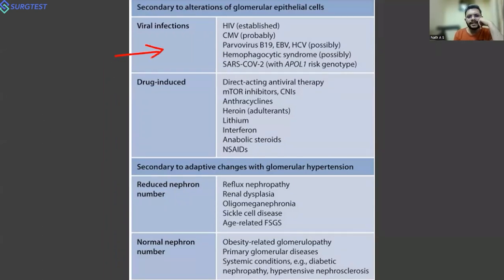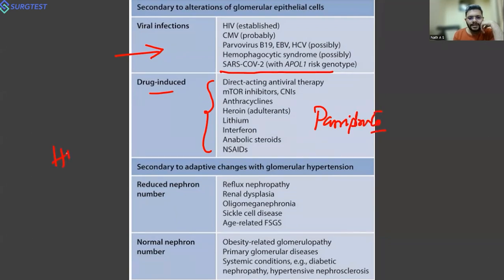So you have your viral infections and recent guidelines. They've included coronavirus also. Drug induced, you have so many drugs. But again, I want to draw your attention to this. Oh, this list does not have pamidronate. Very important, but pamidronate. Yeah, HIVAN. Collapsing FSGS is nothing but HIVAN, HIV associated nephropathy. Collapsing FSGS.